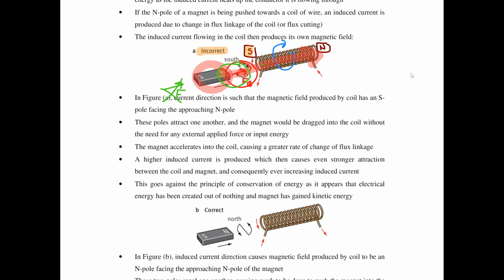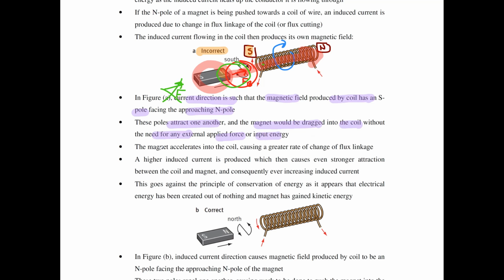So let me just reiterate what I've just mentioned by looking at some of the points inside the notes here. So here, current direction is such that the magnetic field produced by the coil has an S pole facing the approaching N pole. The poles attract one another and the magnet will be dragged into the coil without the need for any external applied force or input energy.